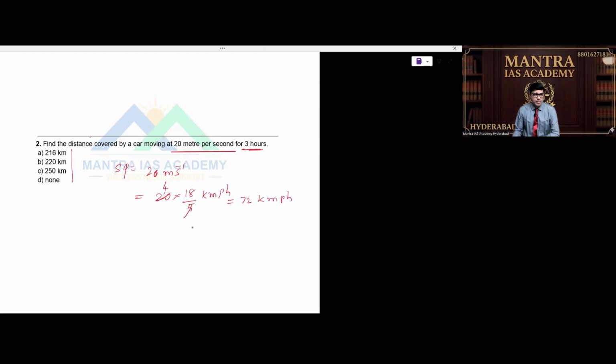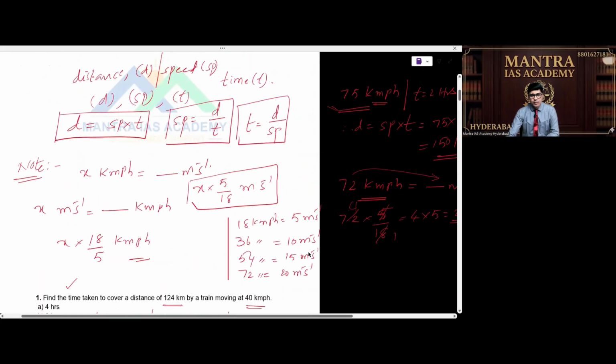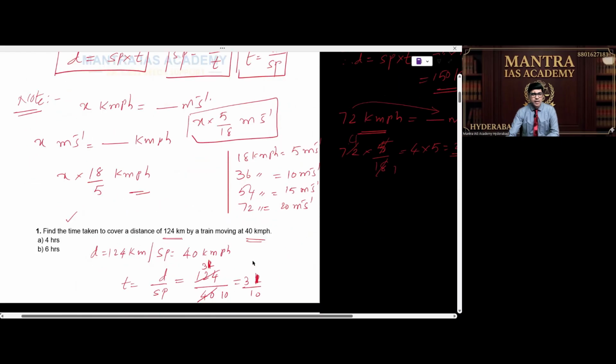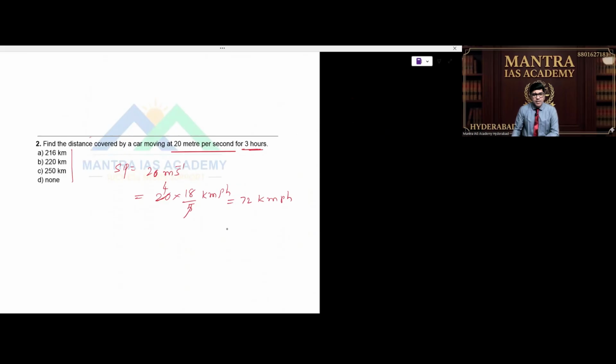I told you that one because of 20 meter per second. In reverse also you can get, just as I mentioned here, 20 meter per second reverse is 72, 15 meter per second reverse is 54, like that. Anyhow, now 72 kilometers per hour is the speed, beta. He mentioned the time here, time is equal to, of course, we have 3 hours.